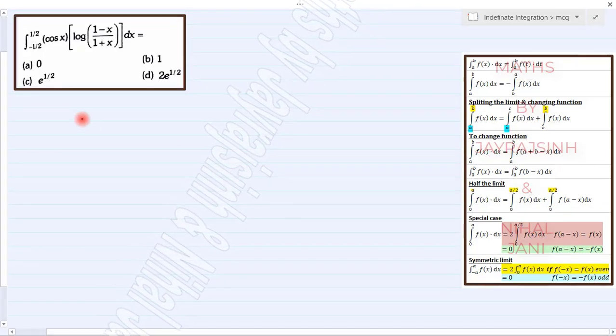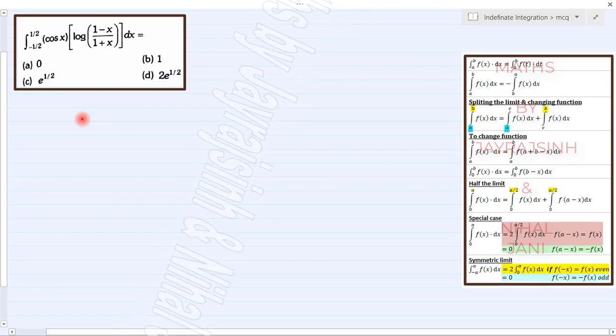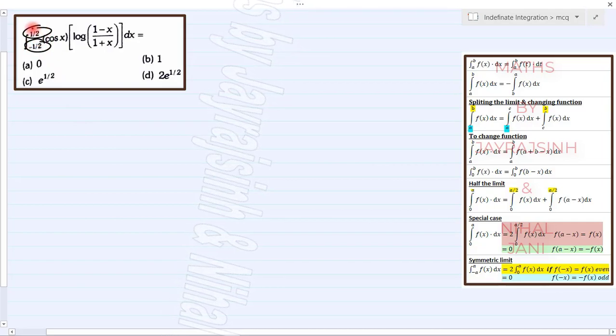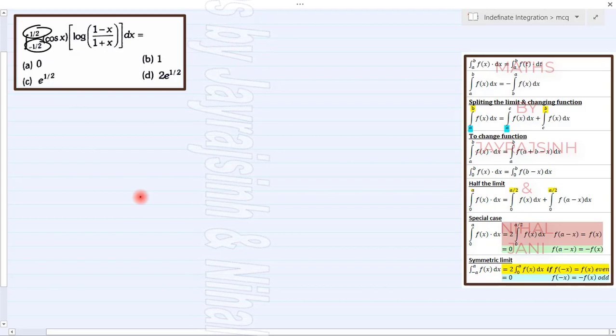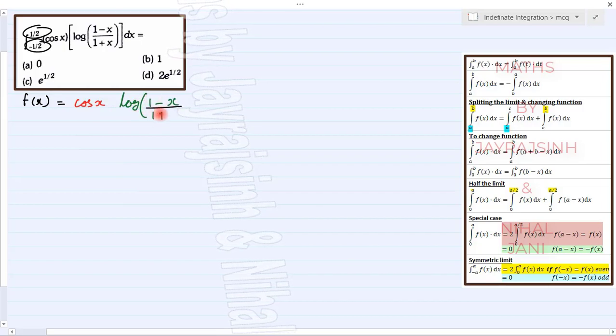Here we have to integrate cos x into log of (1 minus x) upon (1 plus x) from minus 1 by 2 to 1 by 2. Here we have symmetric limit, so we should check whether our function is even or odd. So first of all, let's write down your function.